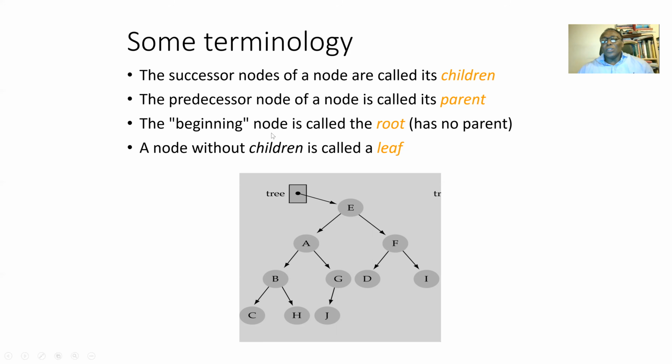The beginning node is called the root. So the beginning is E. That means the root E does not have a parent. And the last one, the node without children, is called the leaf. So the last nodes with no children are called leaves.